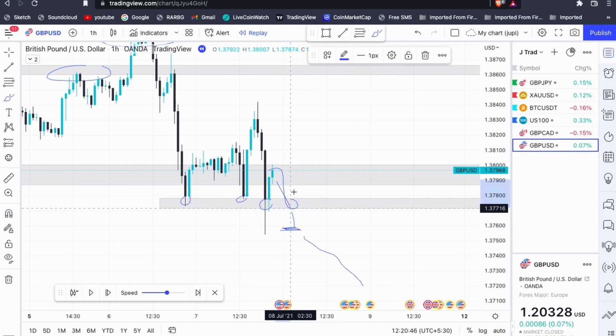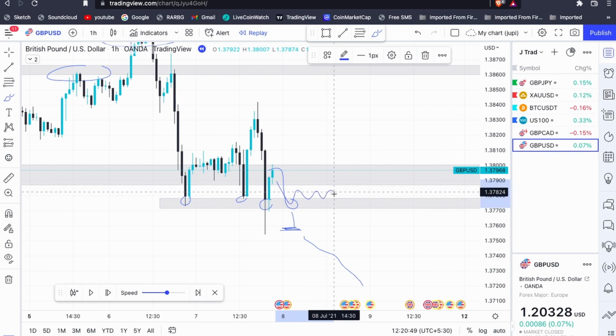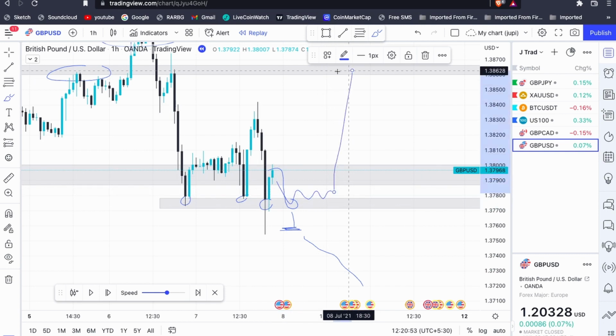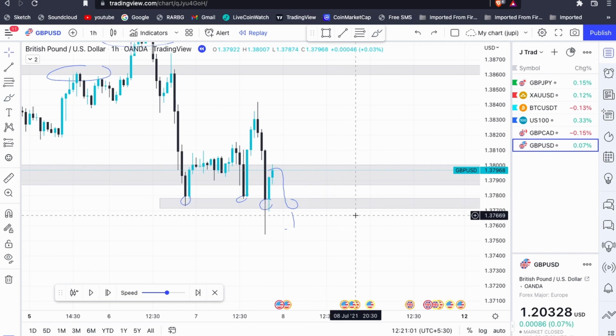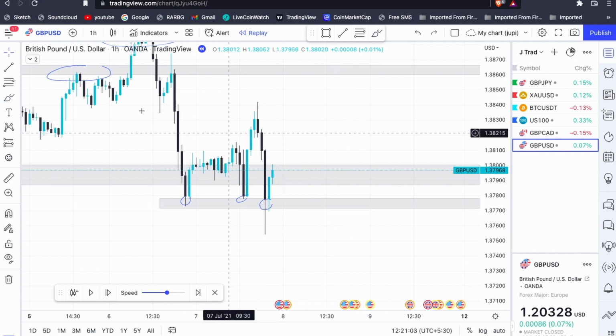Unless, if it comes back to this area, consolidates inside, supports this area, breaks above, it will continue up to this area. So now let's see, is it going to break below the support, or is it going to support that area? So let's see this.